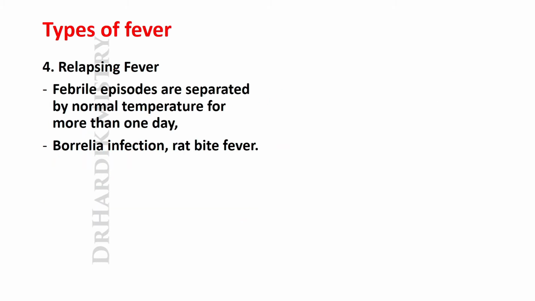Now the fourth one, relapsing fever. These febrile episodes are separated by normal temperature for more than 1 day. So here what is happening? For example, today fever happened, and the next time the fever will happen either after 1 day, 2 days, 3 days, 4 days, depending upon the cause. The fever will happen with a gap of 1, 2, 3, 4 days. So this type of fever is known as relapsing fever.